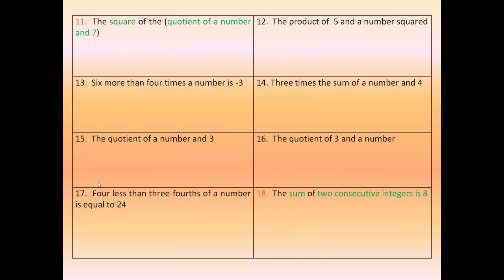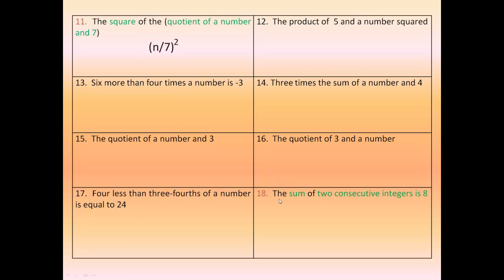Okay, we're going to do a couple more examples. The square of the quotient of a number and 7. So notice that we have two operations here. We have square and quotient. So we're squaring a quotient. First, we have to do that quotient before we can square it. So that's why I put the quotient of a number and 7 in parentheses. Quotient means divide. So we have n divided by 7 in parentheses, and then we're going to square that whole quantity. Square means raise it to the second power.